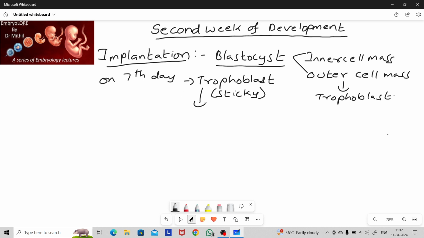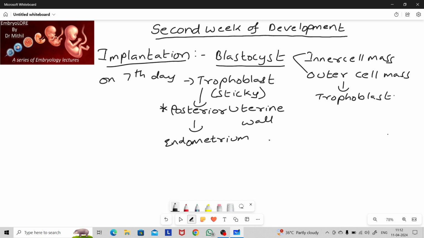It gets attached to the columnar epithelium of the uterus, and specifically, which is an important MCQ, the posterior uterine wall. So the implantation or sticking of the trophoblast usually occurs on the posterior uterine wall, and then the endometrium of the posterior uterine wall is broken down by the proteolytic enzymes secreted by the polar trophoblast.